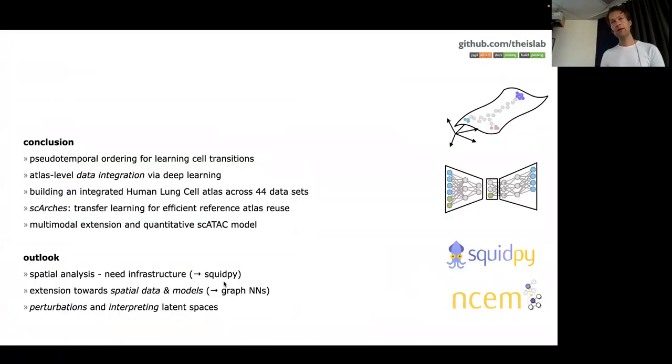I spoke a little bit about learning cell transitions, with pseudotemporal ordering being one of the ways to do so. I spoke a bit about atlas-level integration using deep learning techniques, building the Human Lung Cell Atlas and querying it with scArches, and then multimodal integration. And then there's also multi-instance learning.